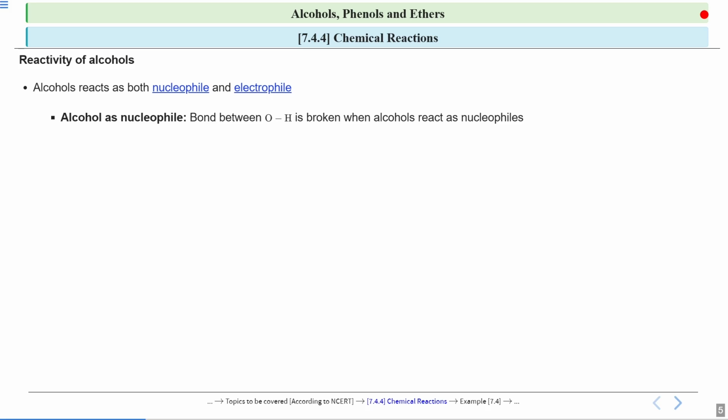When your alcohols act as a nucleophile, the bond between the O and H is broken. So when it behaves as a nucleophile, you need to remember that the bond between oxygen and hydrogen is broken. Now let us see how this bond is broken. Now look, this is an alcohol, that is R, to which your hydroxyl group is attached.